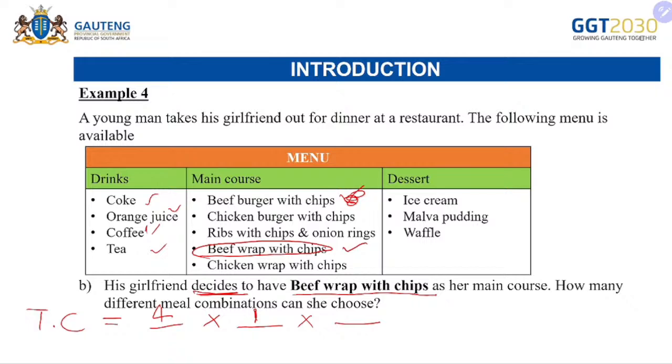For dessert, there are still 3 options available. So the total combinations would be 12. So the total number of combinations in this case would simplify to 12 when she decides to have a beef wrap with chips as her main course.